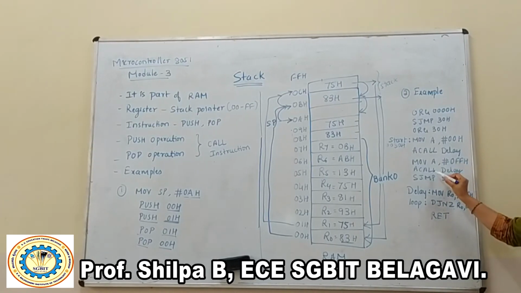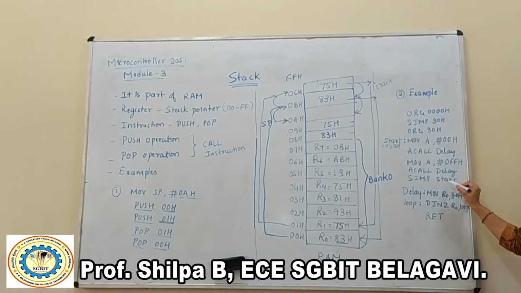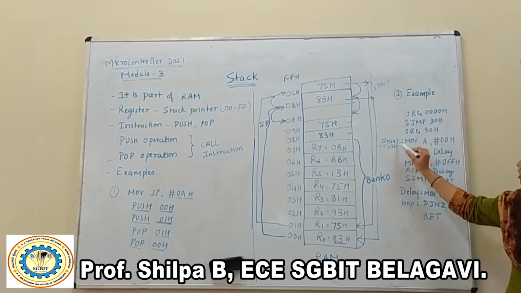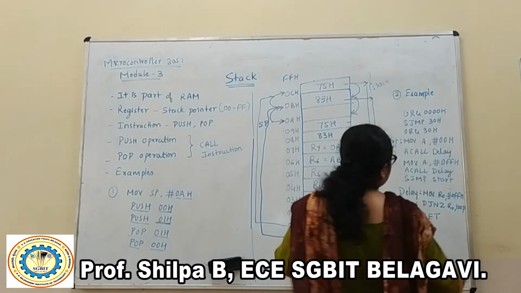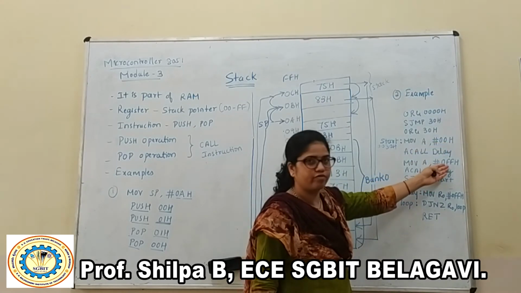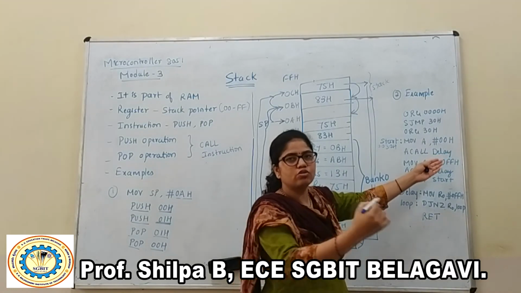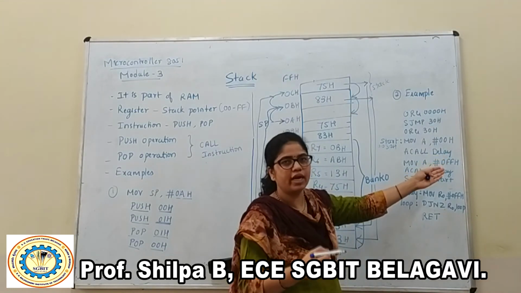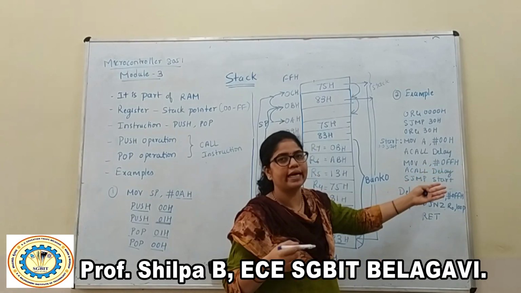Then again I call a delay for some time, and I go back to the start so that it loads 00 again. So one time it loads 00 and the other time FF. That means the accumulator has all zeros, and after some delay it has all ones. See, it is toggling continuously.